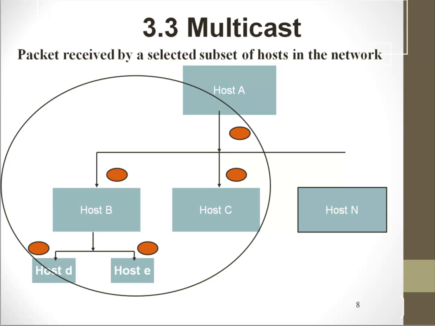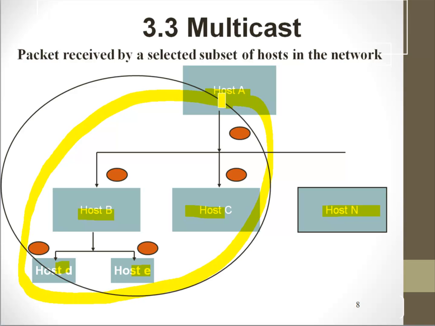Now you can see there are so many hosts available here: host A, B, C, D, E and N. These are the different hosts available in this network. But only a particular group of hosts are joining and making a group. This host is not participating in this multicast group. So this is a multicast group. Whoever sends, for example if host A is sending data, only the hosts in this particular group are going to receive it. The one who is not in this group is not going to receive the datagram. So this is about the multicast.